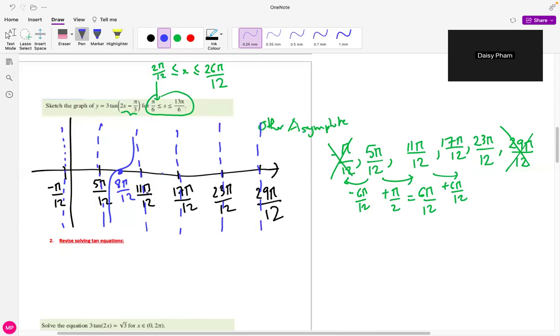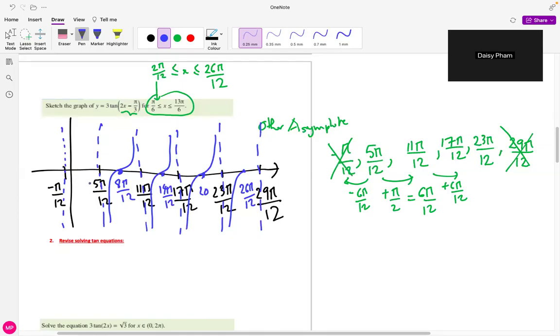Similarly here, 11 and 17, the middle number is 14. When you finish this, you can simplify all the fractions later. And then this one will be 20π/12, and it goes like this. Now 23 and 29, the middle is 26, and you look at your domain, actually 26π/12. So you know that luckily it's only your first half.